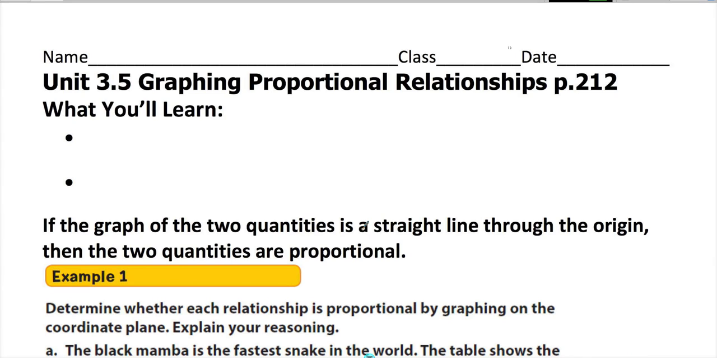So today we're going to look at 3.5. This is graphing proportional relationships, and this can be found on page 212 of our textbook. Go ahead and put your name at the top, your class hour, and today's date.